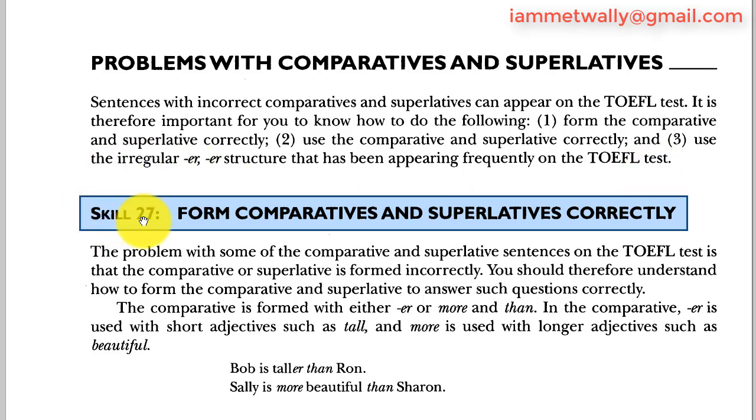Skill 27: form comparatives and superlatives correctly. The problem with some of the comparative and superlative sentences on the TOEFL test is that the comparative or superlative is formed incorrectly. You should therefore understand how to form the comparative and superlative to answer such questions correctly. The comparative is formed with either -er or more, and than. The comparative -er is used with short adjectives such as tall, and more is used with long adjectives such as beautiful. Bob is taller than Ron. Sally is more beautiful than Sharon.